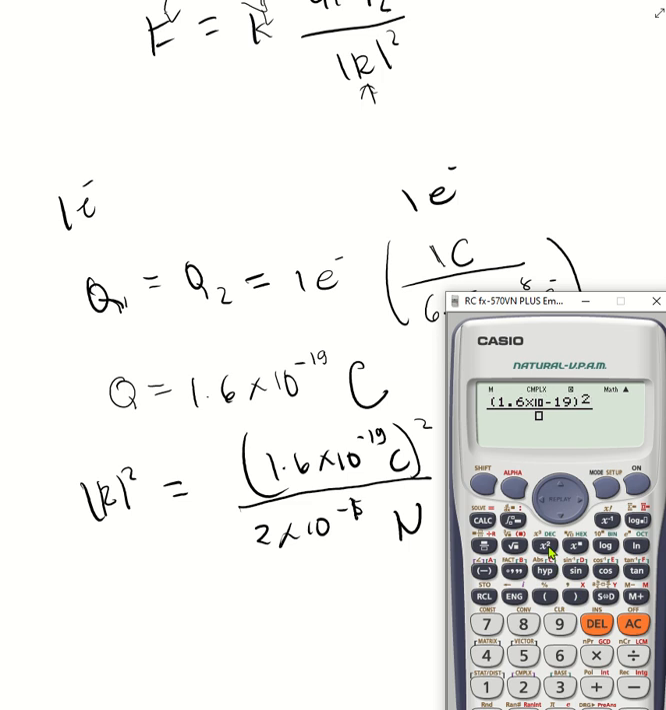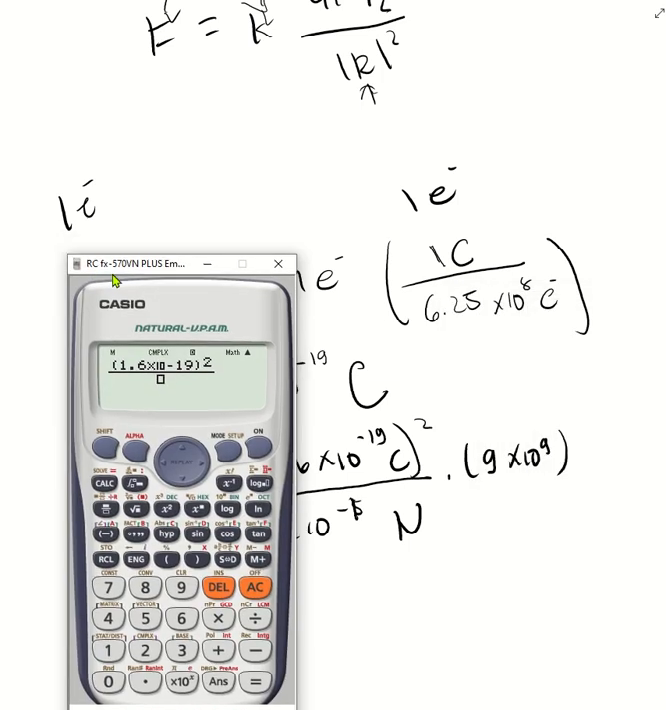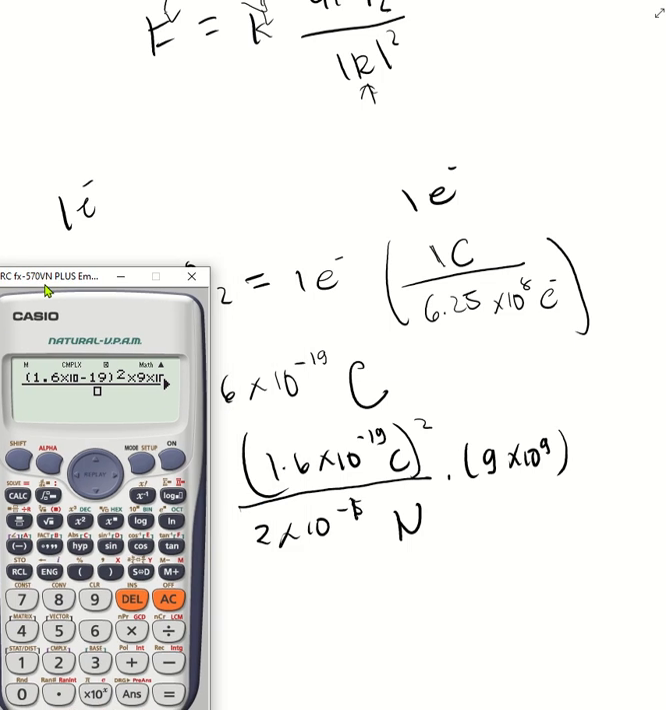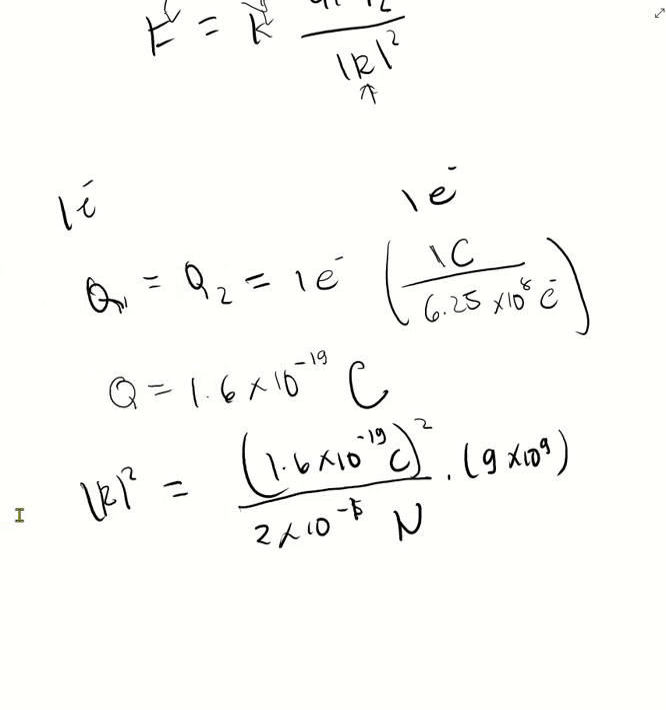Then you square this, then you multiply it with 9 times 10 to the 9. Then you divide it with the force, which is 2 times 10 to the negative 15. And equals, then you take the square root of that answer. It should be 3.39 raised to negative 7.